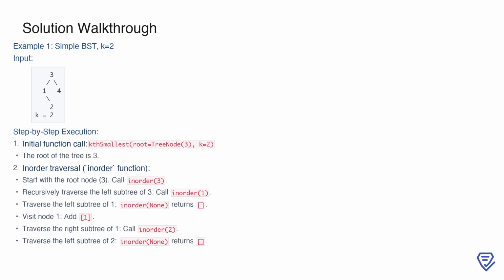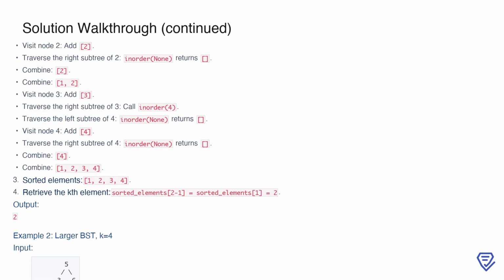For node 2, we first traverse its left subtree, but since it's also None, it returns an empty list again. Now at node 2, we visit it and add it to our result. Afterward, we traverse its right subtree, which is also None, returning an empty list. Combining these results, we have [2] from node 2. Going back up to node 1, we combine the left subtree result, which was empty, the value 1, and the right subtree result, [2], to get [1, 2].